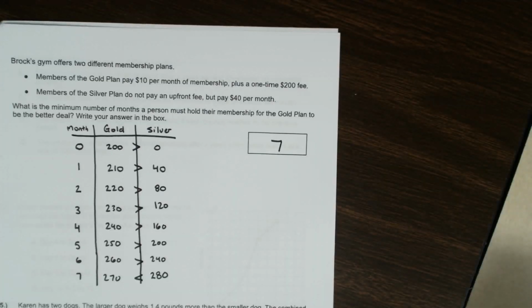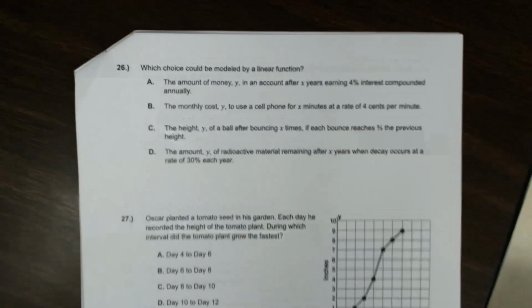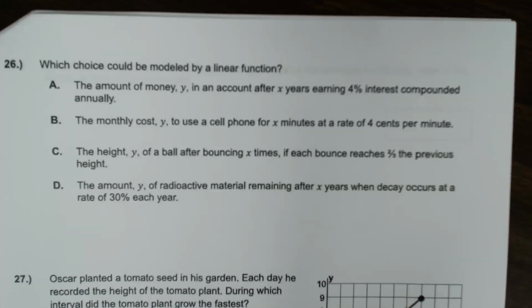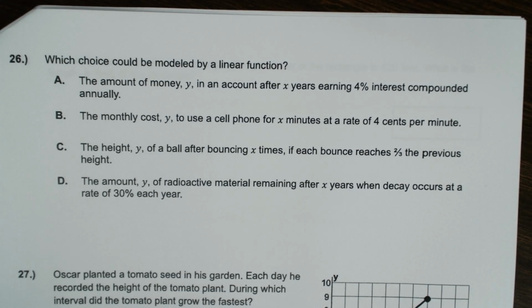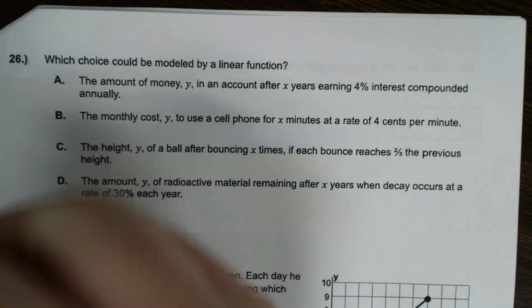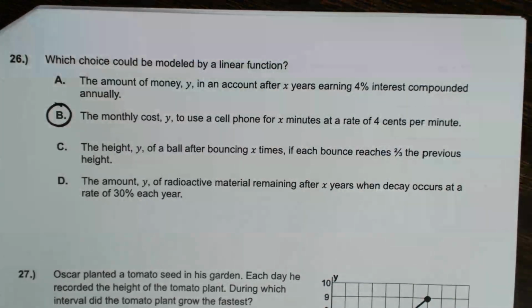Okay, moving on over to number 26. Which choice could be modeled by a linear function? So no math, just being able to know what a linear function describes and which of these best fits it. Any thoughts? It is B. The monthly cost Y to use a cell phone plan for X minutes at a rate of 4 cents per minute. So a couple of things.